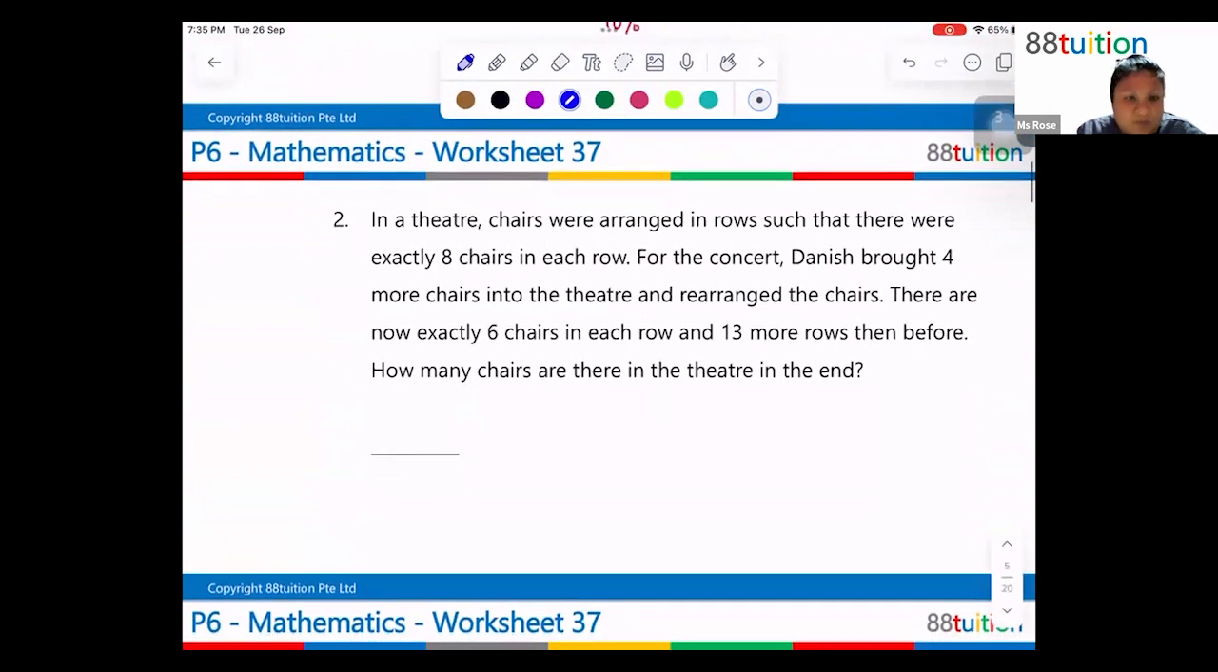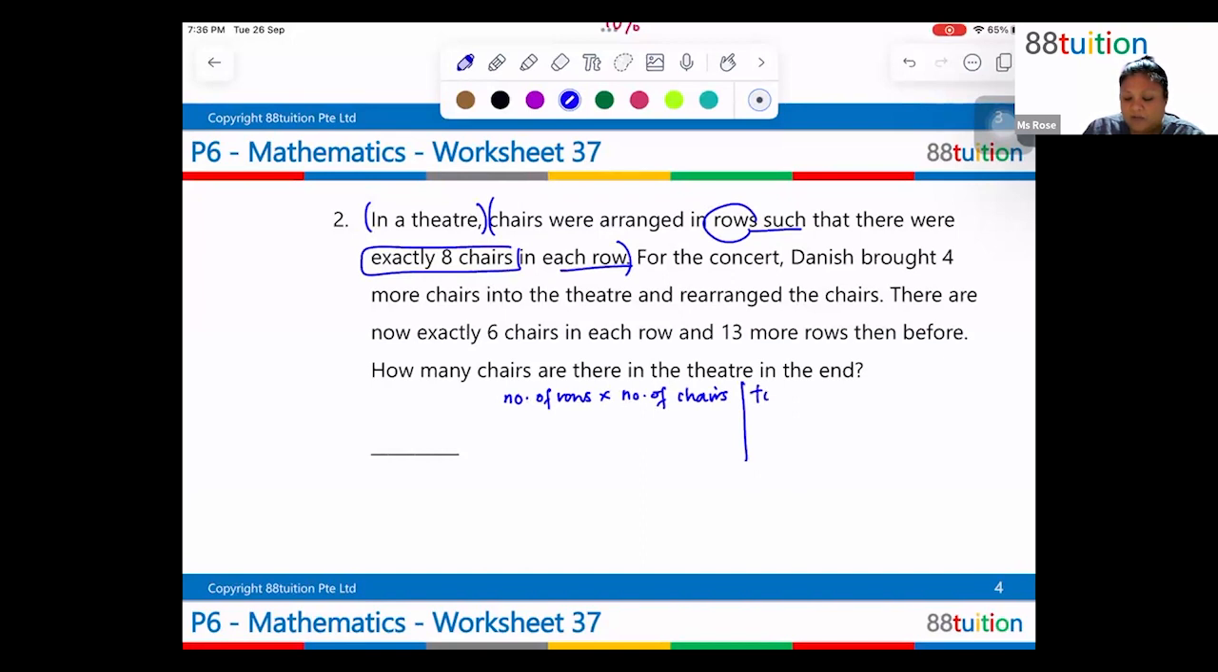Now let's look at question number 2. In a theater, chairs were arranged in rows such that there were exactly 8 chairs in each row. Arranged in rows, but do we know how many rows there are? Yes, Tommy, you got it. We don't know. But if we take the number of rows times the number of chairs, we will get the total number of chairs.